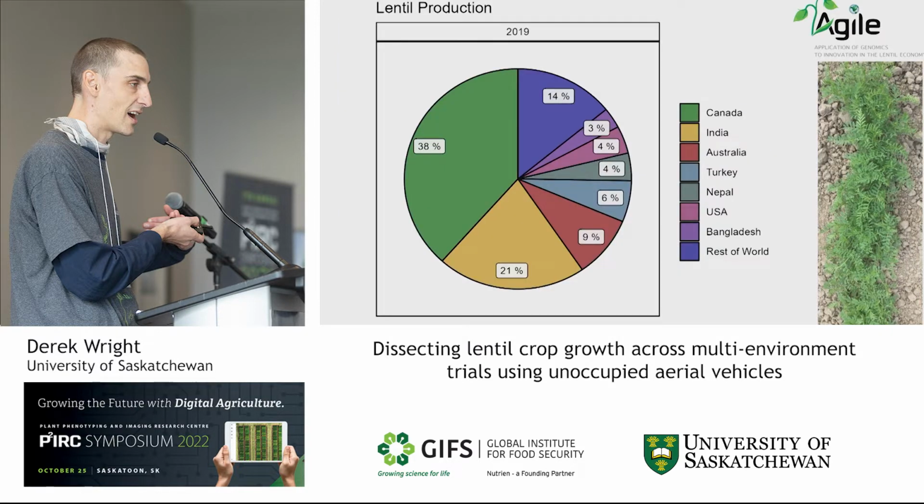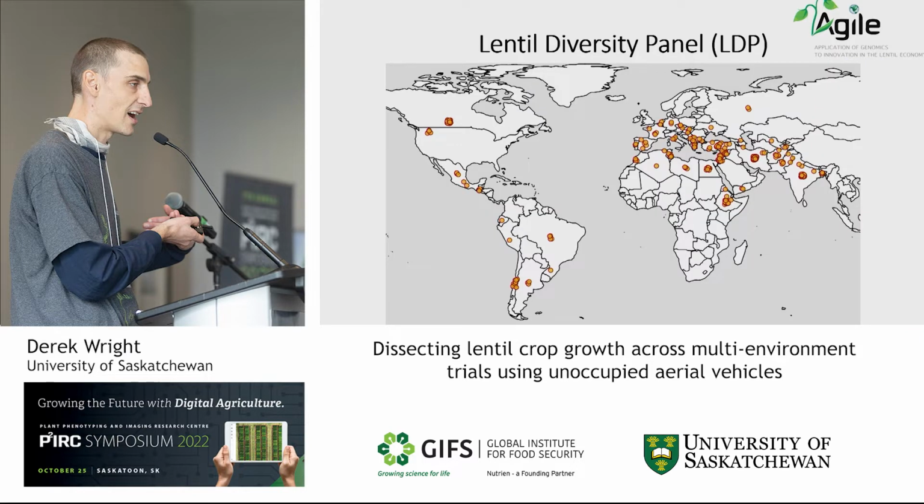For us, lentils are a very important crop because we are the world's largest producer now. In 2019, Saskatchewan produced almost 40% of global lentil production. As a result, one of the things we did was to create a lentil diversity panel, which is a big population of 324 lentil varieties, theoretically representing global genetic diversity in lentils, which I've tried to illustrate with this plot, showing you the origins of all of these lentil varieties.